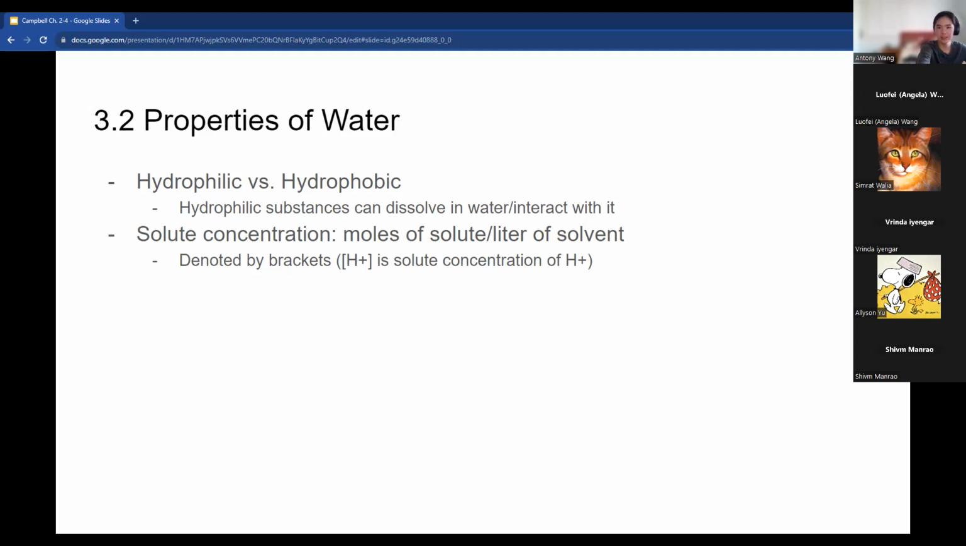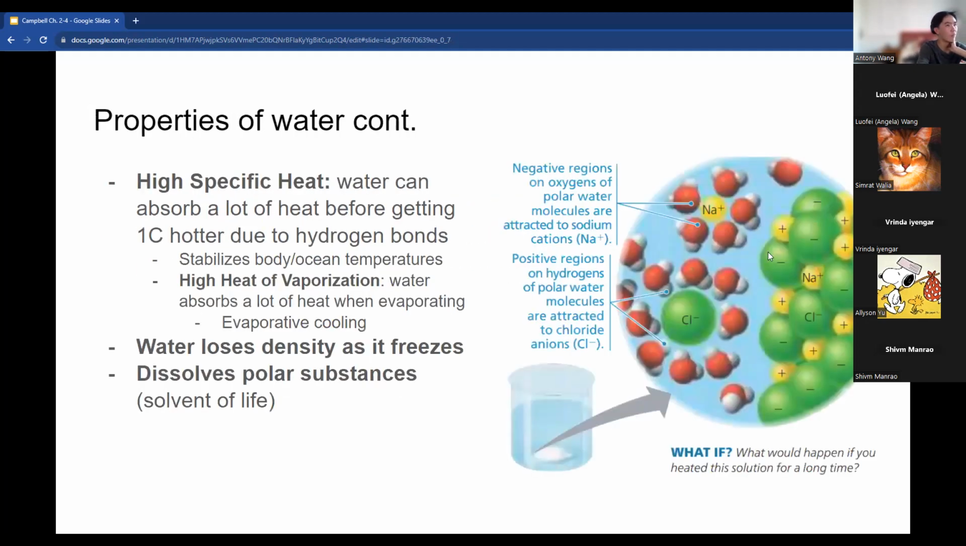Now, hydrophilic substances are substances that have some kind of charge that allows them to, it just likes water. It will dissolve in water, like how the ions do.